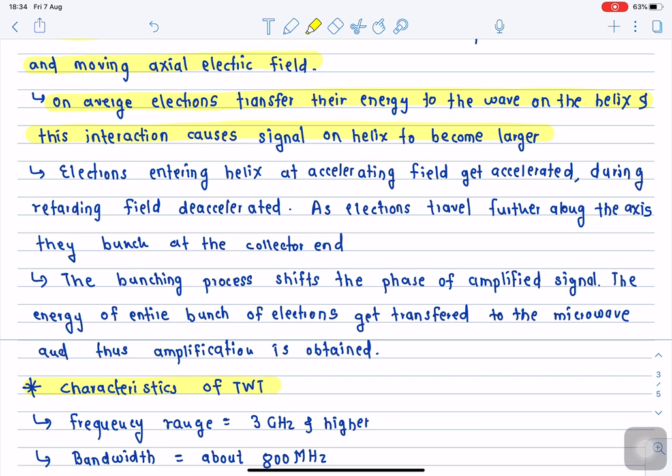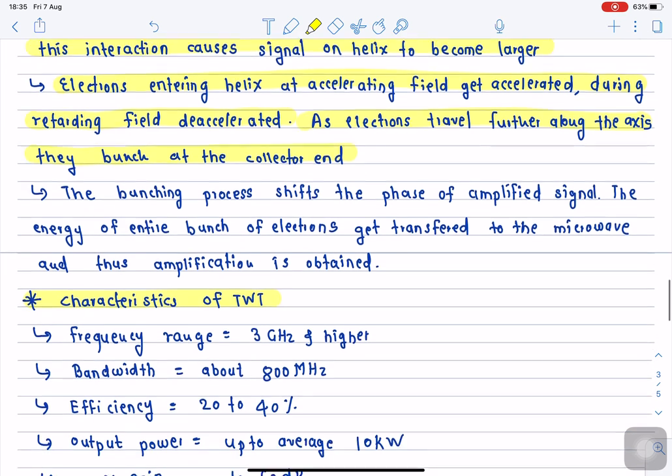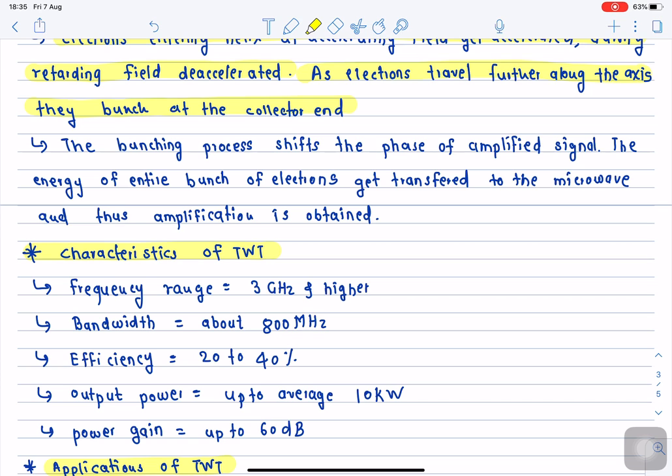The electrons entering the helix at the accelerating field will get accelerated, and during the retarding field they will get decelerated. As electrons travel further along the axis of the traveling wave tube, they will start getting collected, or we would say that bunches are going to be formed towards the end, at the collector. The bunching process essentially shifts the phase of the amplified signal. Due to the bunching effect, the phase of the amplified microwave signal that we get at the end of the tube will get reversed by 180 degrees.